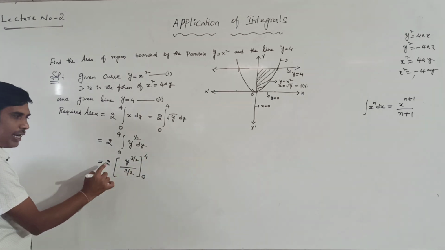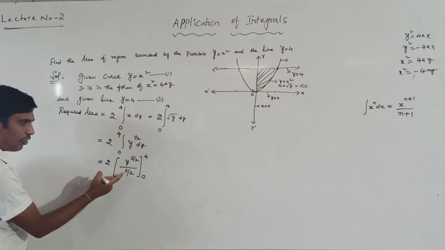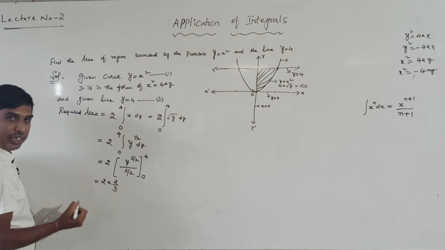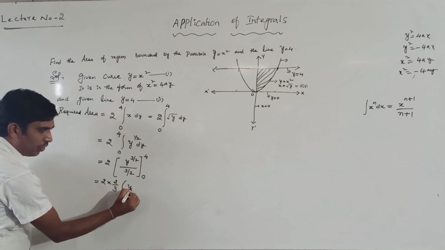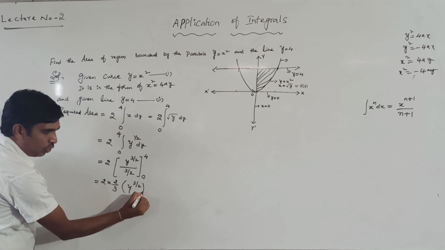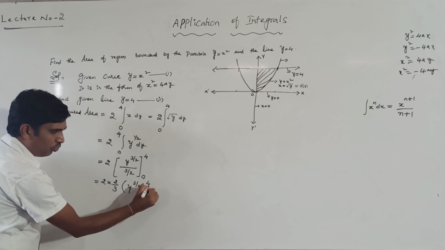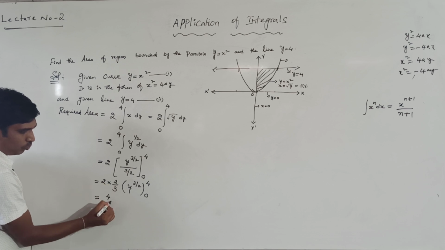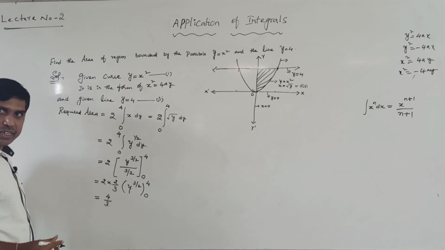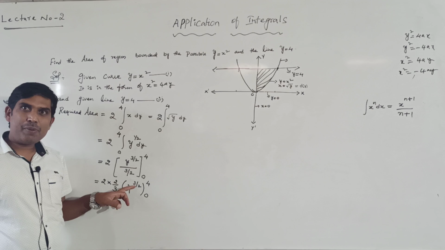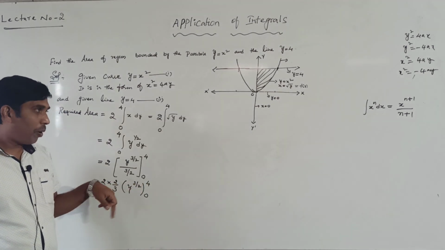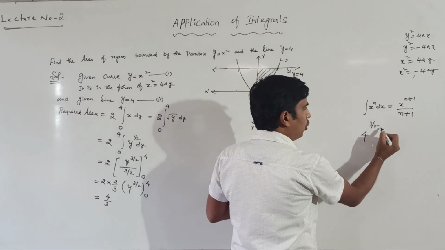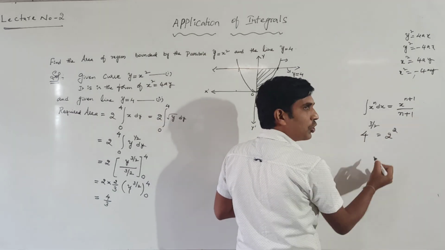So this 3 by 2 is taken to the numerator and written outside. What will we get? 2 into 2 by 3 will come, y power 3 by 2, limits from 0 to 4. So what will we get? Nothing but 2 into 2 by 3, which is 4 by 3. Now the upper limit you substitute: 4 power 3 by 2, in rough. Observe 4 power 3 by 2. How to write 4? 2 square.